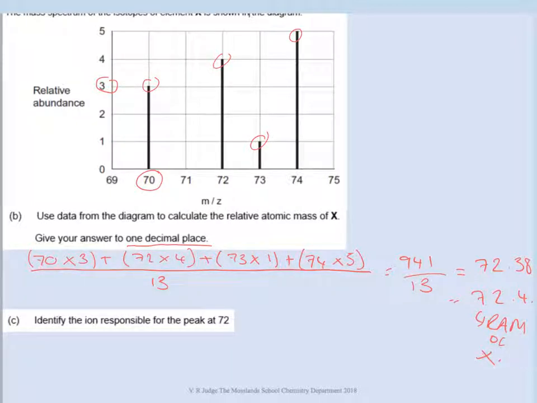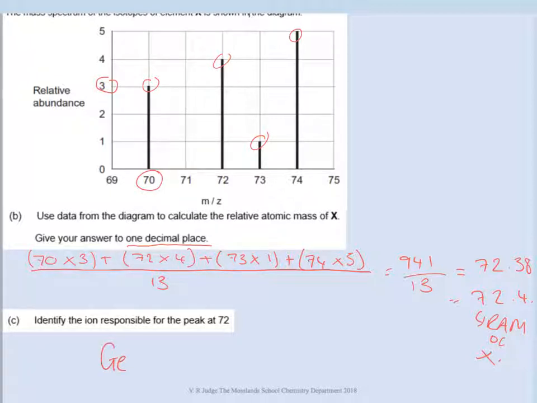So on to the second part of the question, identify the ion responsible for the peak at 72. So we know the relative atomic mass of X is 72.4. Looking on the periodic table, the closest element to having a mass of 72.4 is germanium, which actually has a mass of 72.6. So I would have to assume that these relative abundances have been rounded to simplify the mass spectrum for us. So the element must be germanium.